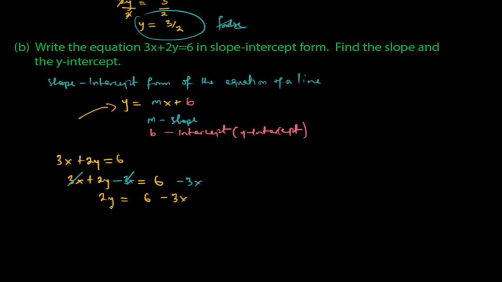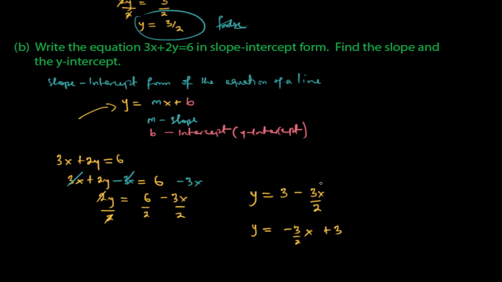To make y the subject of the equation, I'll divide both sides by 2. So what you have is y equals, now 6 divided by 2 is 3, minus 3x all over 2. Another way of writing this is y equals negative 3 over 2x plus 3.